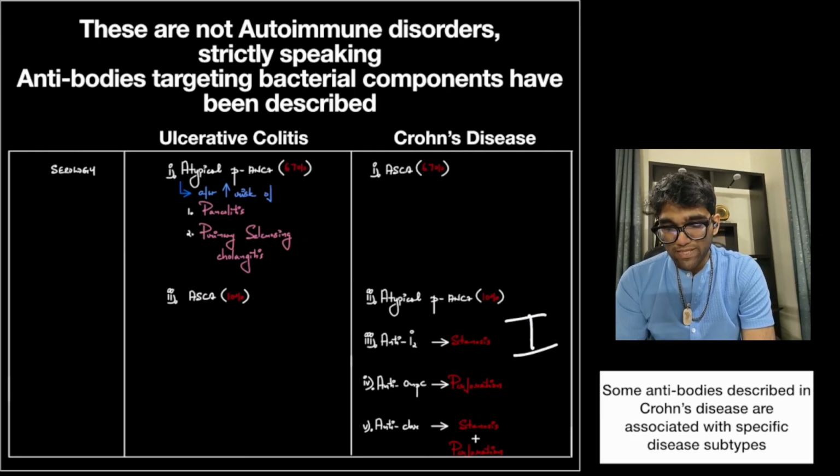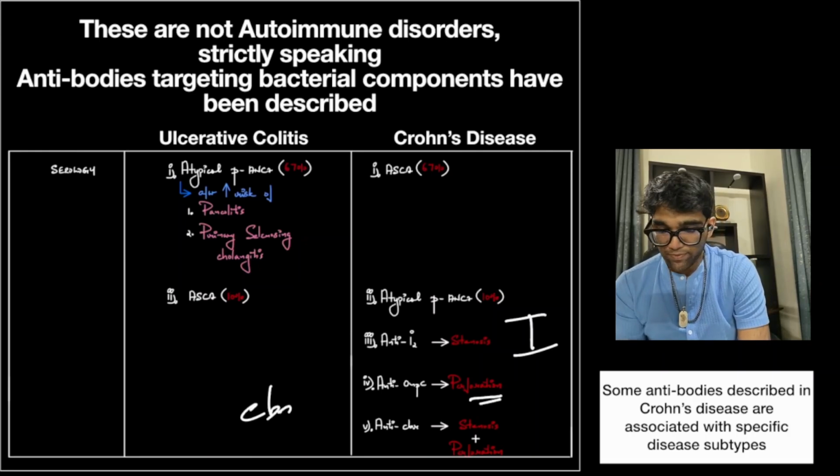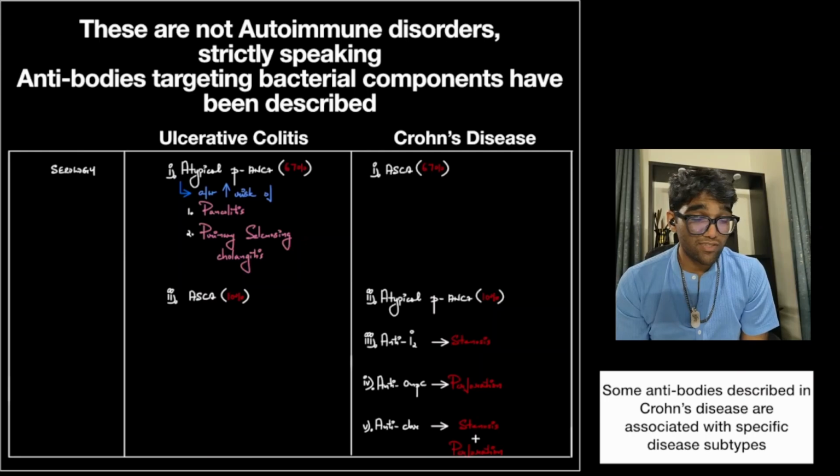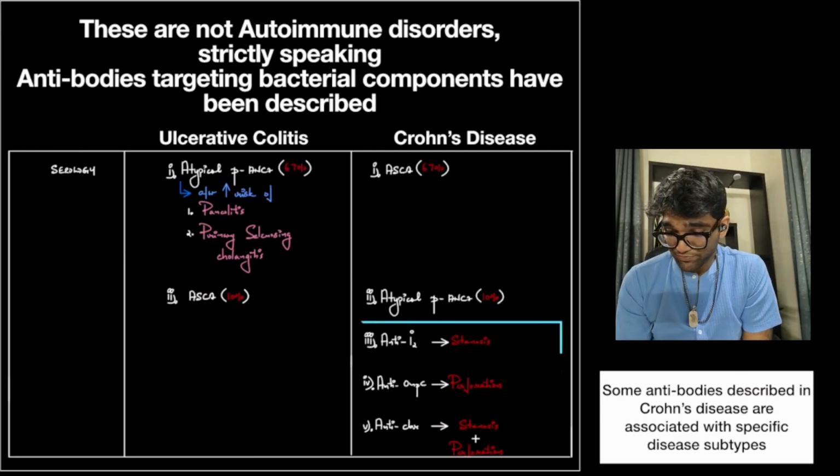Now anti-OMPC is associated with perforation, and anti-CBR is associated with stenosis and perforation. So these are the three antibodies. Again, factual questions are the norm in medical examinations, so it's something that you may need to remember.